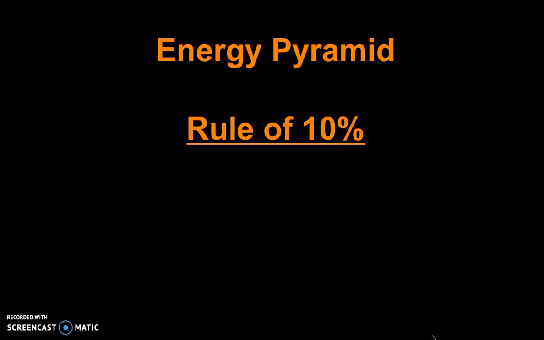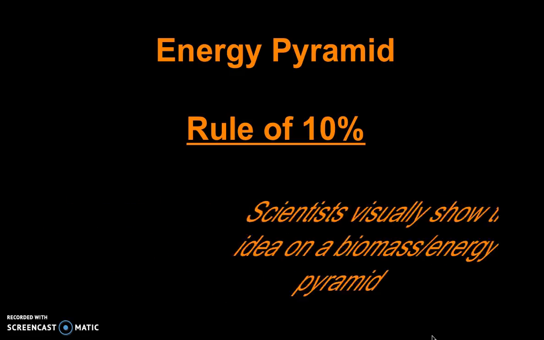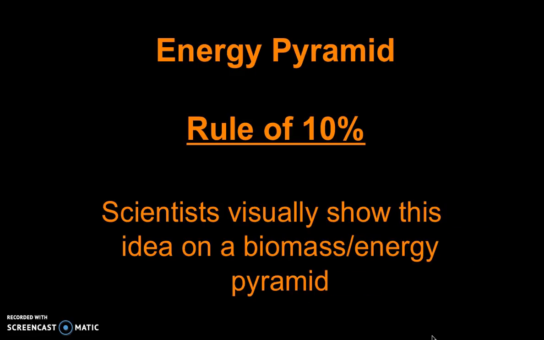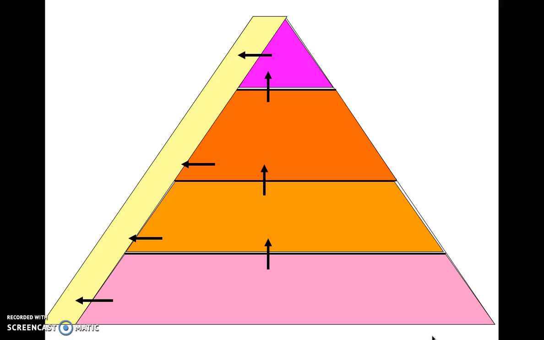Okay, so you should get all the words on your study guide. I want you to go down to the next part, which is an energy pyramid. We're going to talk about the energy pyramid and the rule of 10%. Scientists usually use the energy pyramid to visually show the idea of biomass. So this is an energy pyramid, and you have one on your page there. I want you to fill this out with the labels that I am going to give you.